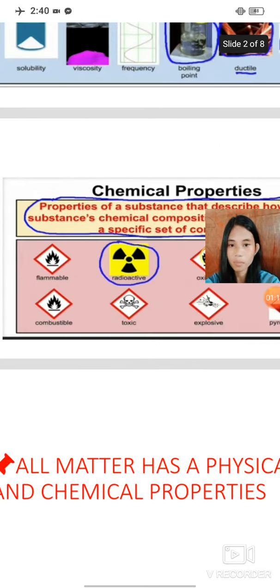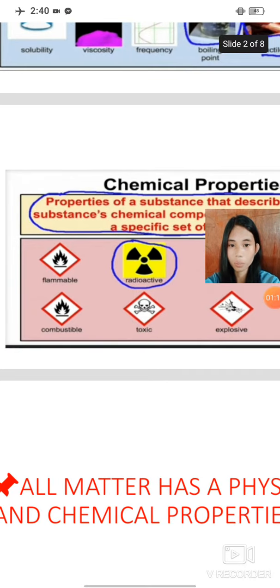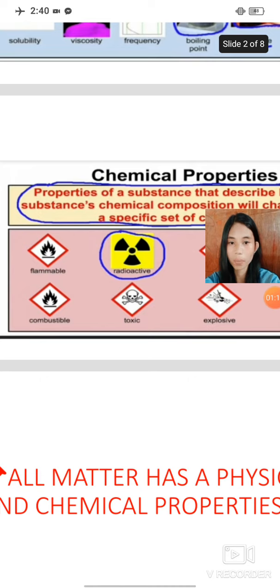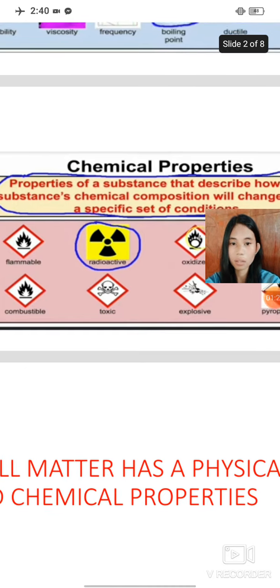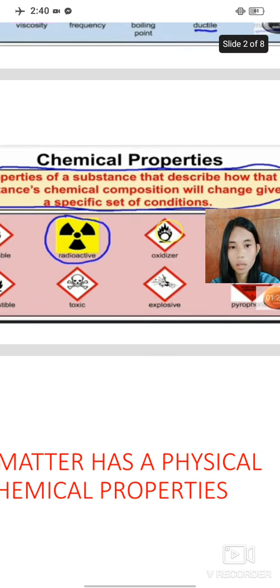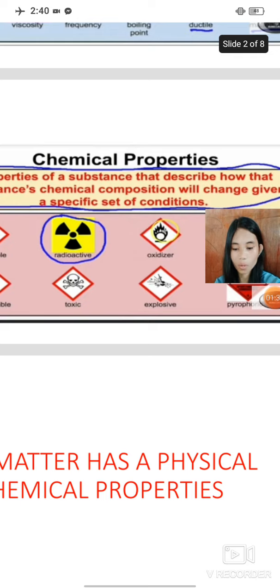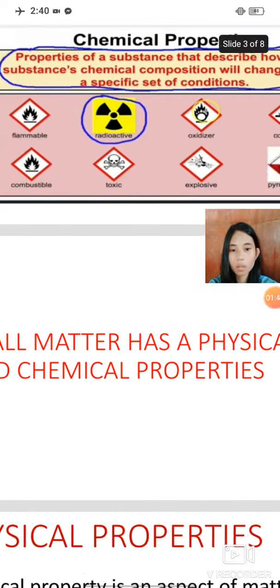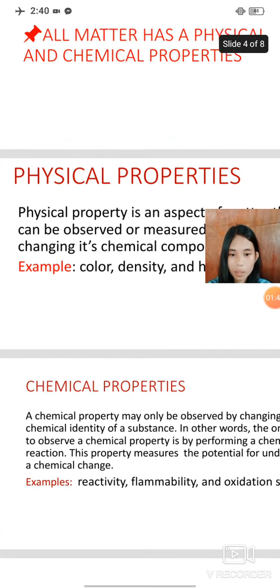So, flammable, combustible, meaning it can burn, radioactive, toxic, hazardous effects, or oxidizer, explosive, and pyrophoric. Pyrophoric materials are often water reactive and will ignite on contact with water and humid air. So, here are some examples.